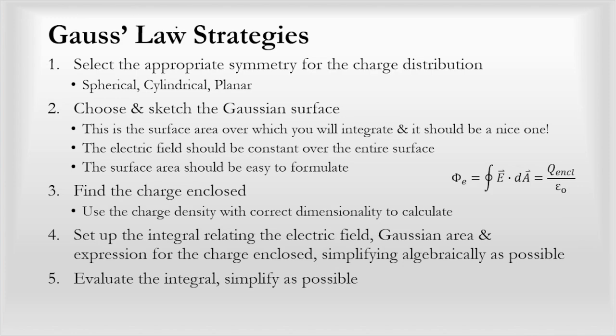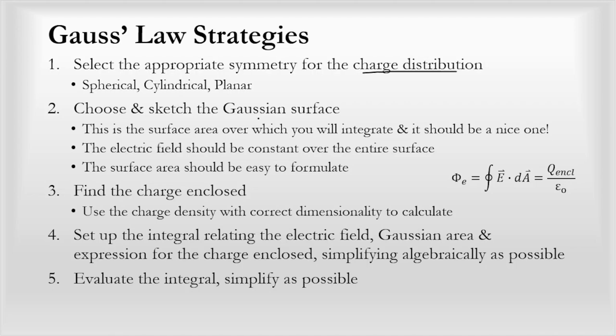Okay. And I'm just going to highlight these steps again. Gauss's law strategies. Select the appropriate symmetry for the charge distribution. You're going to look at the charge distribution. You're going to look at the shape of your charge distribution. At an introductory level, we're going to make your choices pretty easy: spherical, cylindrical, or planar. Do I have something sphere shaped? Do I have something wire shaped? Or do I have a plane?